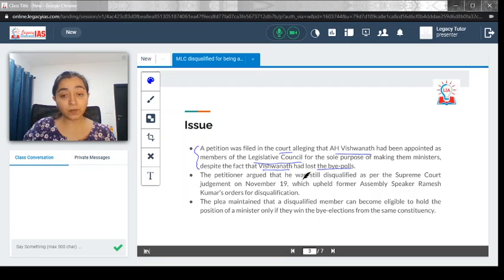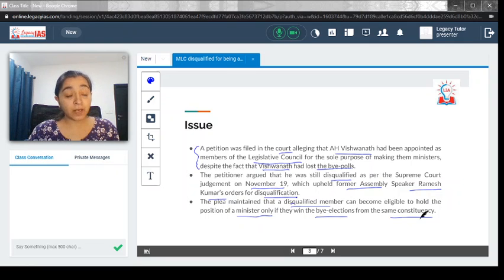The petitioner argued that he was still disqualified as per the Supreme Court judgment on November 19, which upheld former Assembly Speaker Ramesh Kumar's orders for disqualification. The plea maintained that a disqualified member can become eligible to hold the position of a minister only if they win the by-election from the same constituency. So this is what is mentioned in the Constitution: that if a member has been disqualified under the anti-defection law, then they could be re-elected or made minister when they win the election from the same constituency seat.